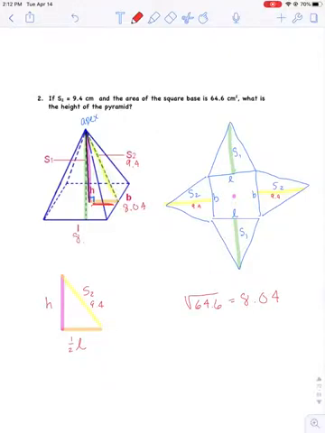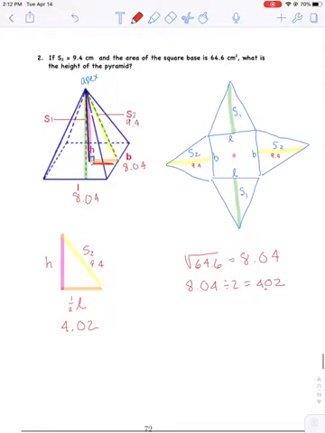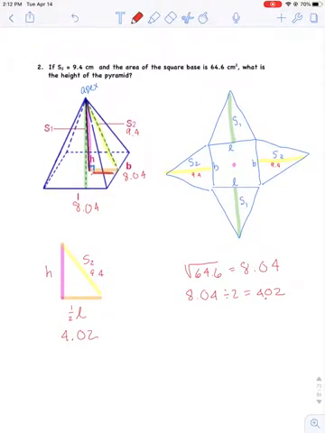So B is 8.04, L is 8.04, which means that S1 and S2 are really the same. And then in order to find half of L, I need to do 8.04 divided by 2, and that's 4.02. So I can put that down here, 4.02. So now I have two sides for the Pythagorean theorem, and it looks like I can go from here.